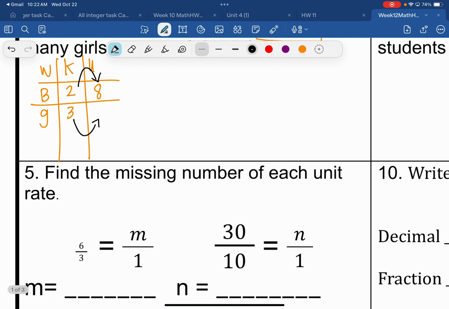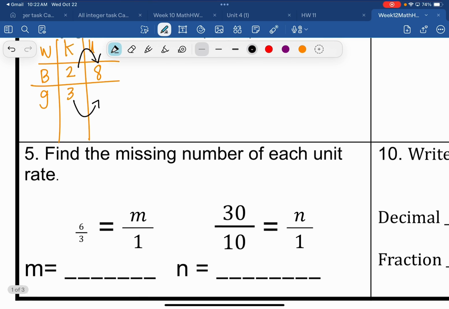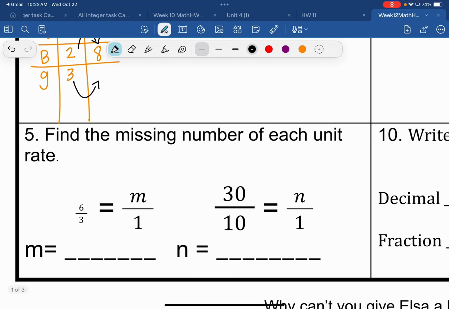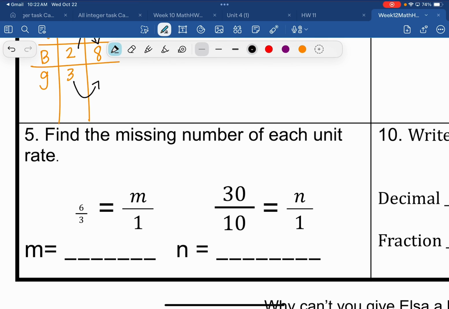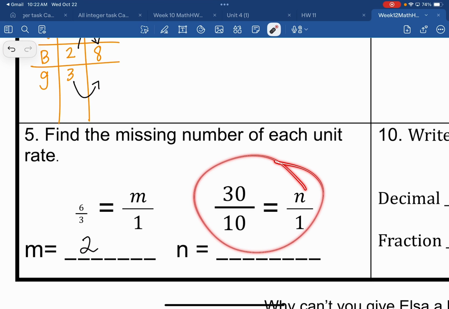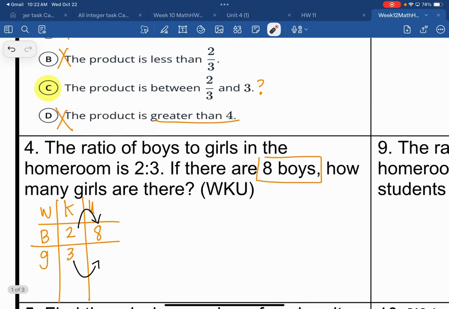Find the missing number of each unit rate. We're going to learn about unit rate today in class. And so all it's saying is it wants whatever M is to be over 1. Well, I would have to divide this. And 6 divided by 3. Someone raise your hand and tell me what is 6 divided by 3 up here in the very front? 2. So then I know that that one's 2. So you'll do the same thing for this one. And then put your answer here. Okay. Unit rate is finding out what it is for 1.